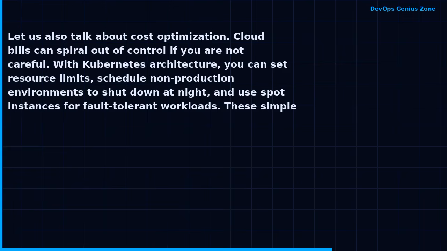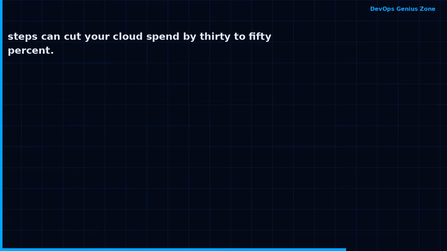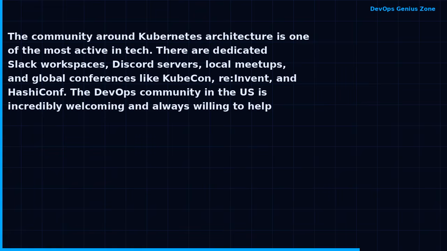Let us also talk about cost optimization. Cloud bills can spiral out of control if you are not careful. With Kubernetes architecture, you can set resource limits, schedule non-production environments to shut down at night, and use spot instances for fault-tolerant workloads. These simple steps can cut your cloud spend by 30 to 50%.